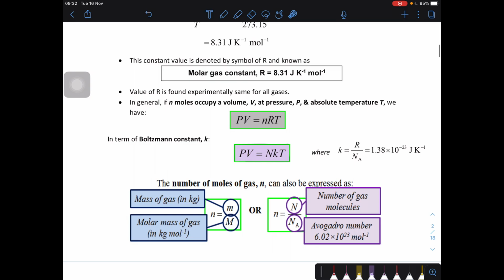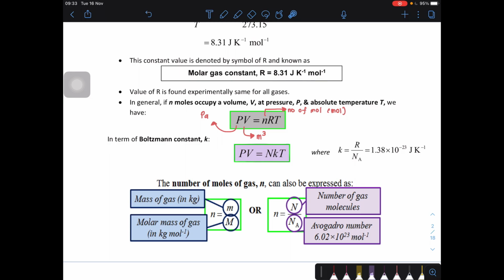Okay, so the ideal gas equation here is PV equal to nRT, where P is pressure. Here pressure must be in SI unit, which is Pascal. V is volume in SI unit, meter cubed. n is the number of moles, which is only one unit, which is mole. R here is the molar gas constant. So this molar gas constant is equal to 8.31 joule per Kelvin per mole.